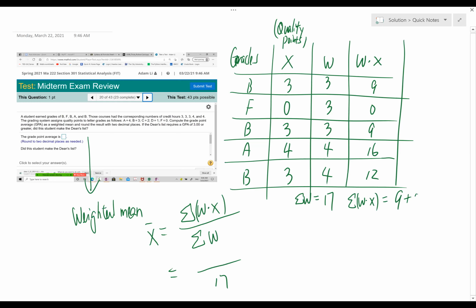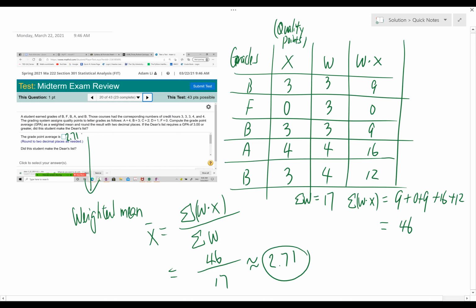Or you can just add it out one by one. So the numerator turned out to be 46. Now you just divide 46 by 17, and this turned out to be approximately 2.71. They want 2 decimal places, so the answer here is 2.71. That's the GPA for this particular student in this semester.